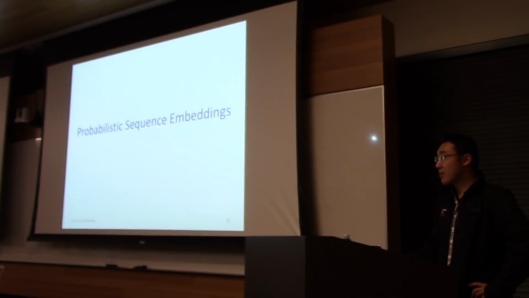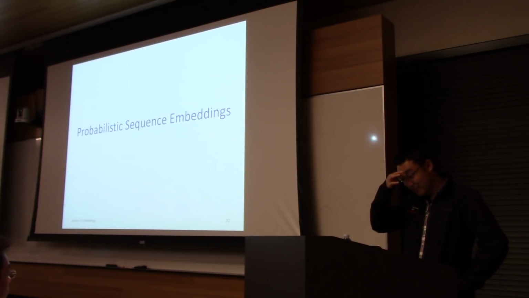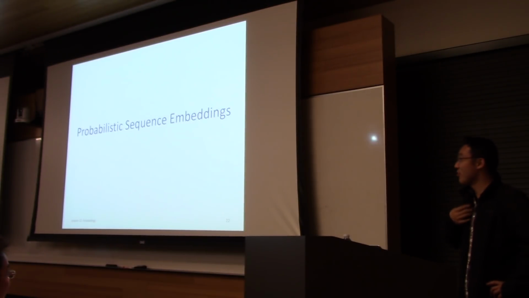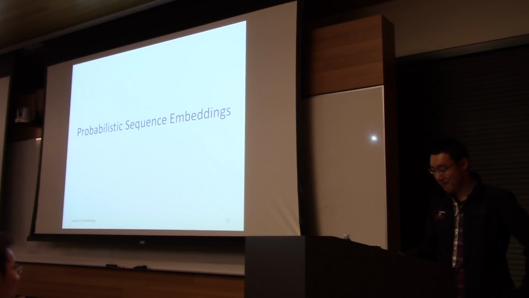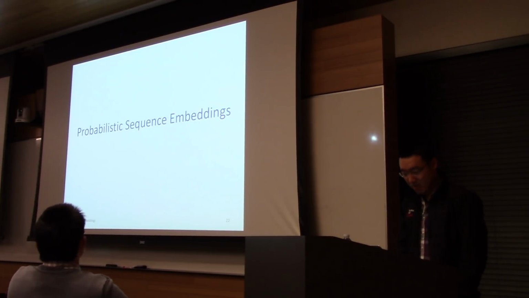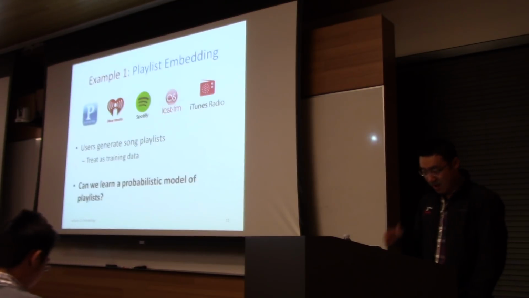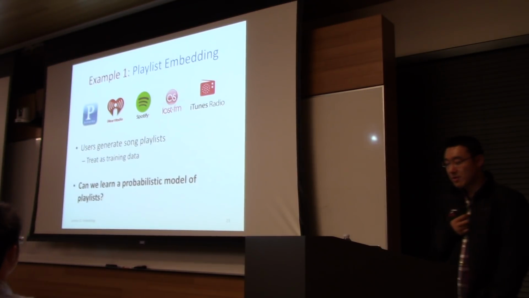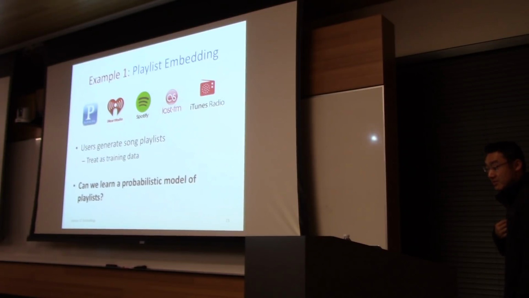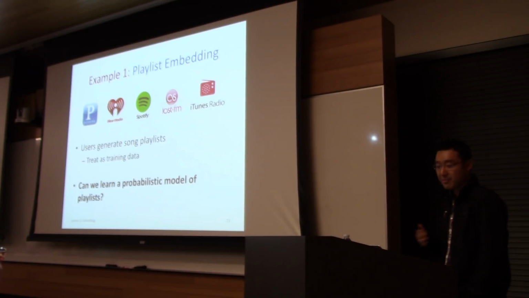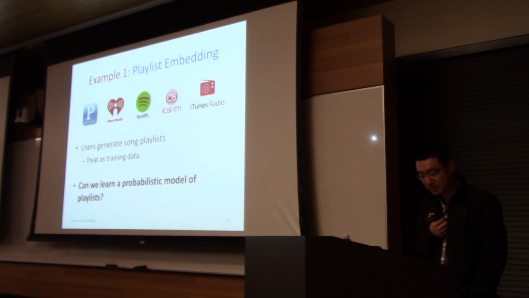Okay, so that was the warm-up. Now let's move on to more contemporary embeddings. So we're going to look at two in the context of probabilistic sequence embeddings. The first example of a sequence embedding is embedding a playlist of songs. That's sort of the motivating application for this particular embedding approach.